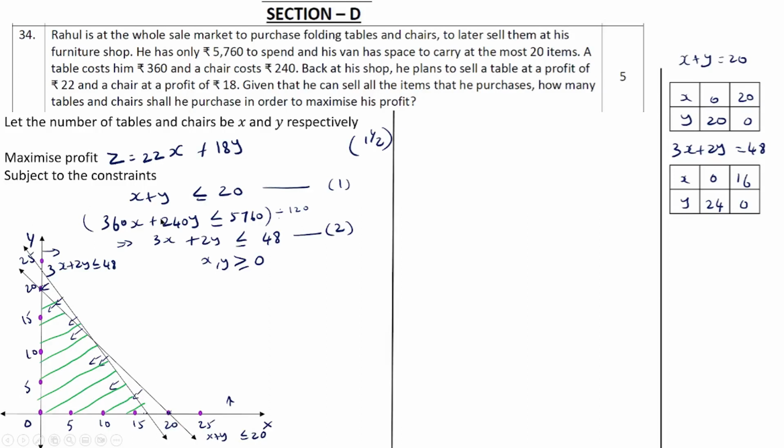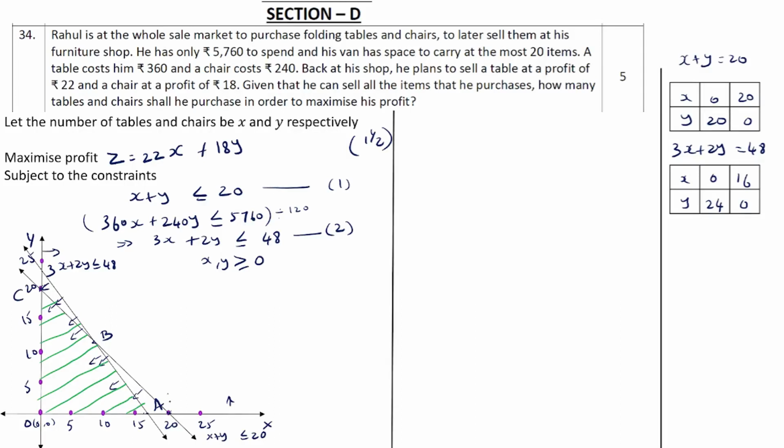And now after finding the feasible region, we need to find the values of x and y that will maximize the profit z. Now we know that if the feasible region is bounded, then the maximum value and the minimum value of z will occur at one of the corner points. So we need to know each of these corner points. This corner point is the origin, O (0, 0). Let us mark this corner point as A, this as B, and this as C.